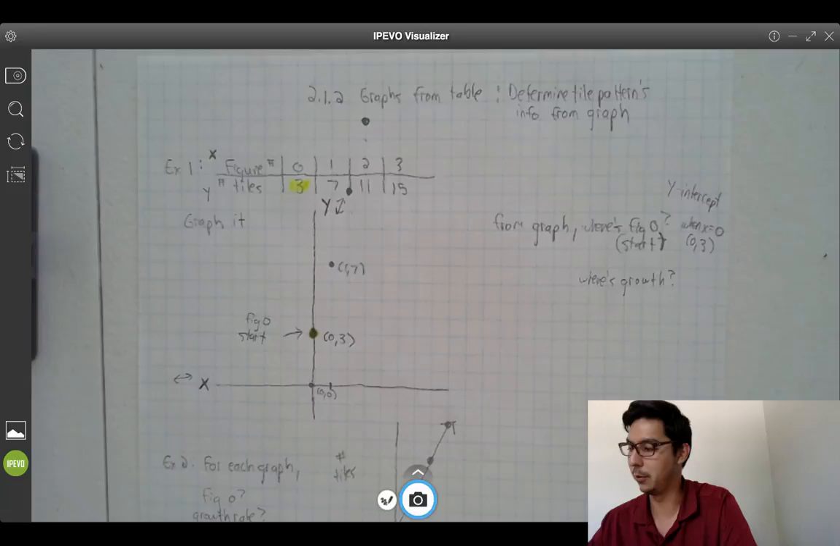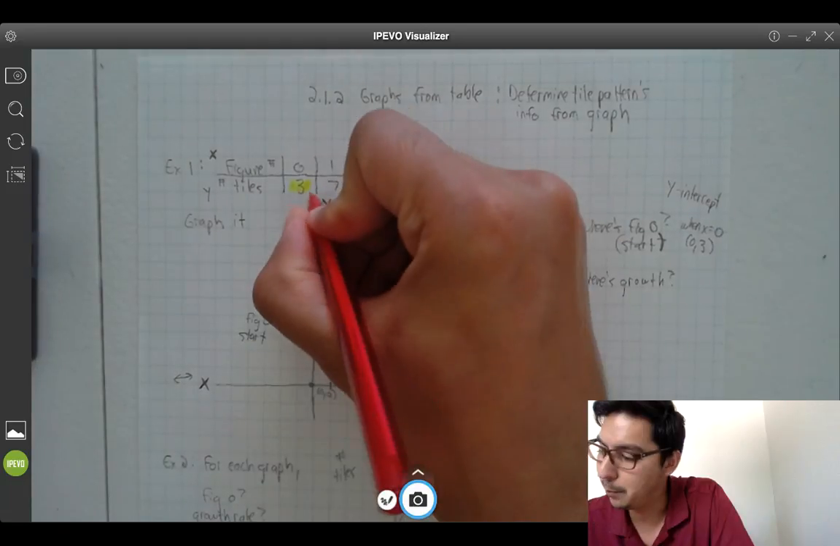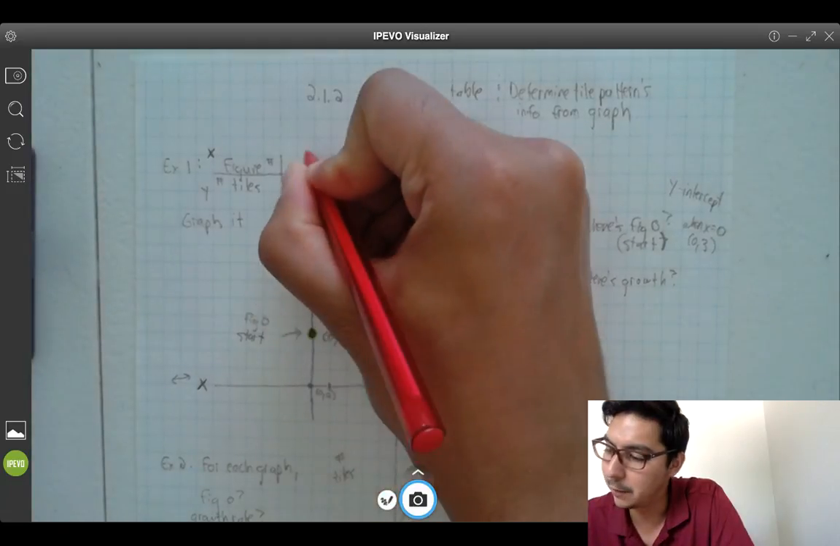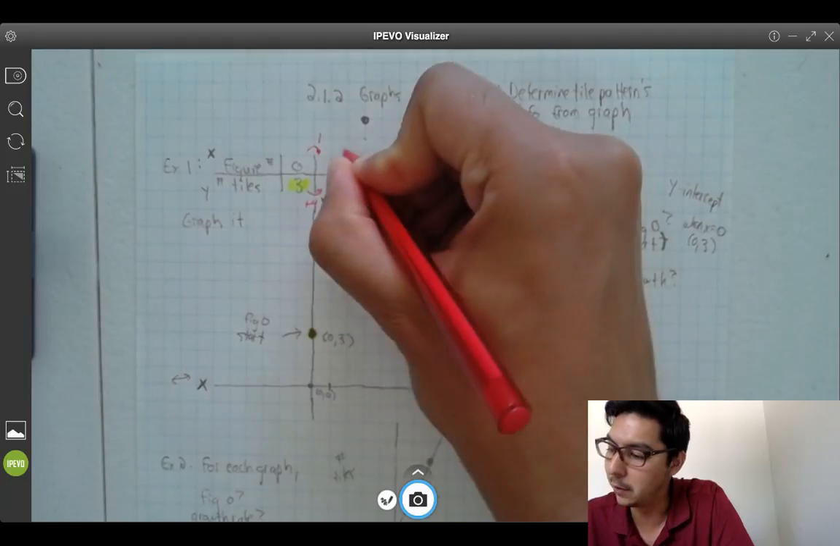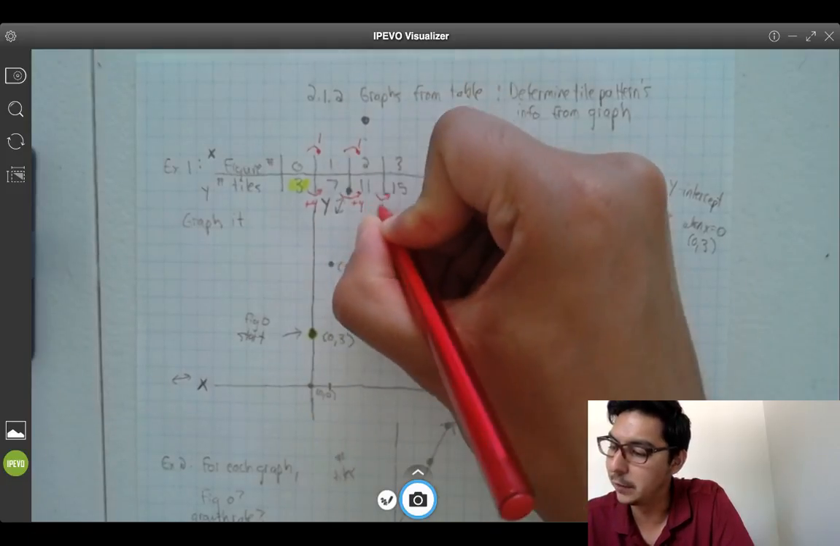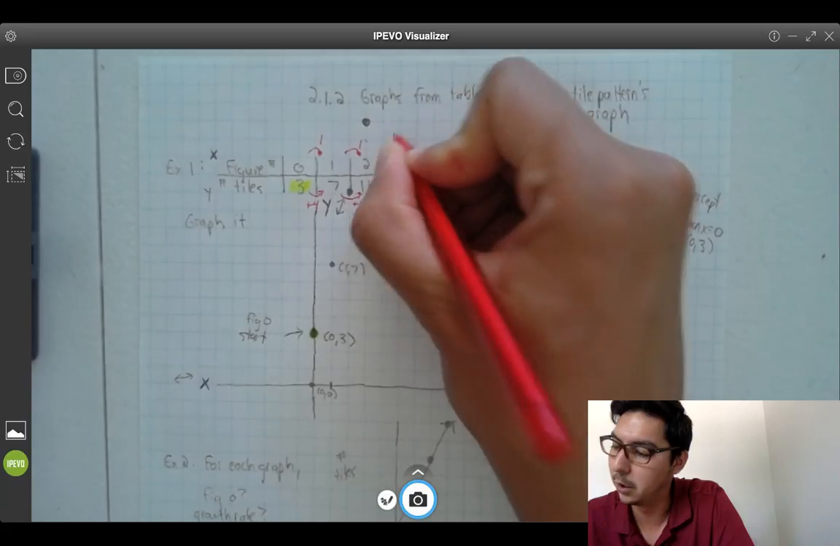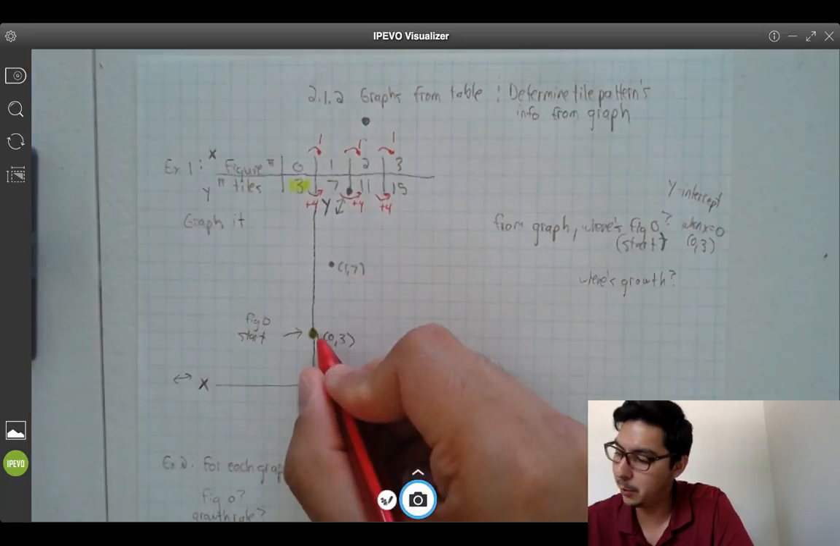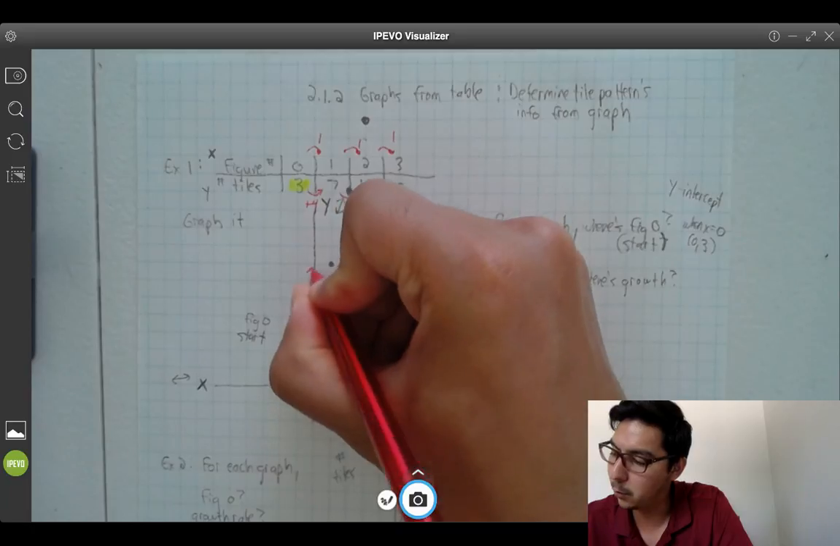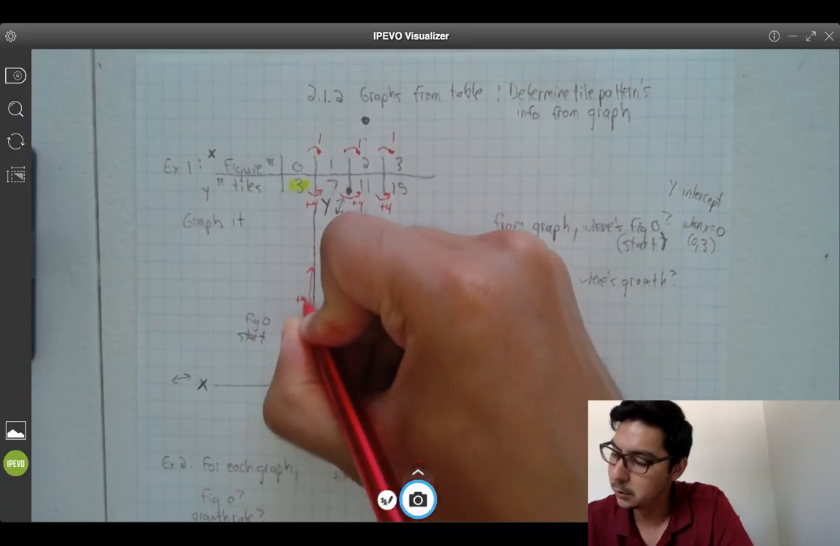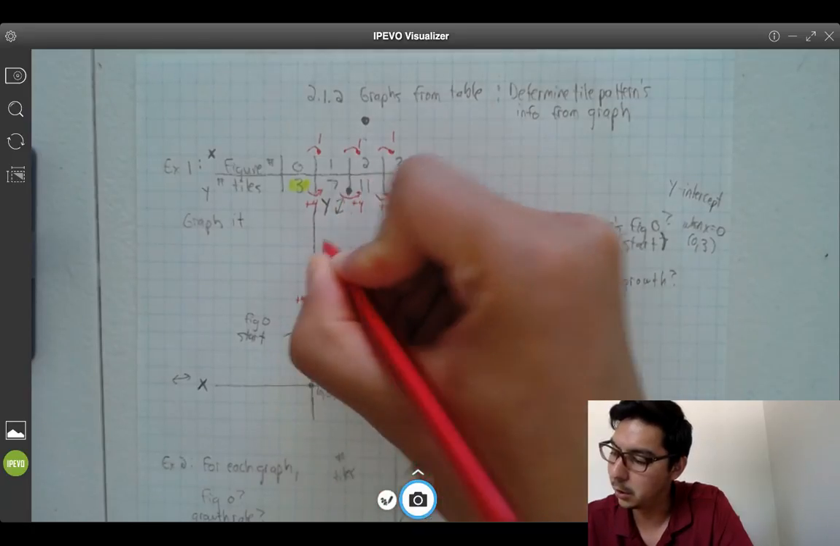Now, where's the growth? If you look at this table, it was growing up by 4 tiles every 1. From 7 to 11, it went up 4 every 1. 11 to 15, up 4 every 1. Where's that in the graph? Well, notice from 3, we went up to 7. So we were going up by 4 over 1 to get to the next point.